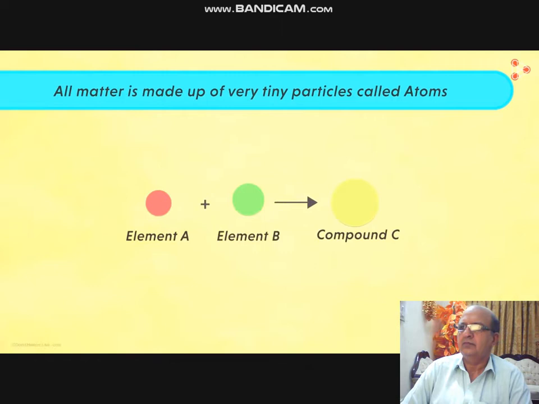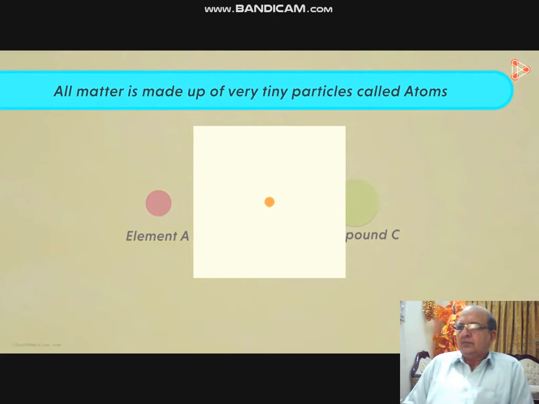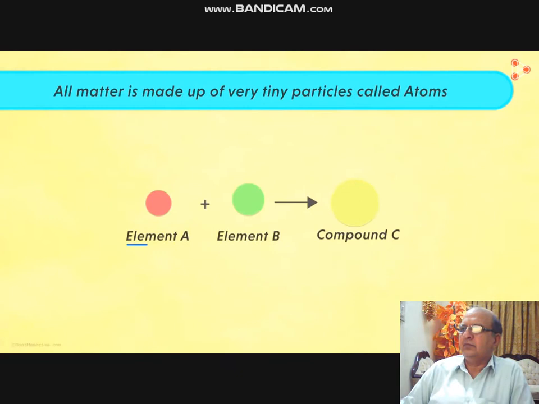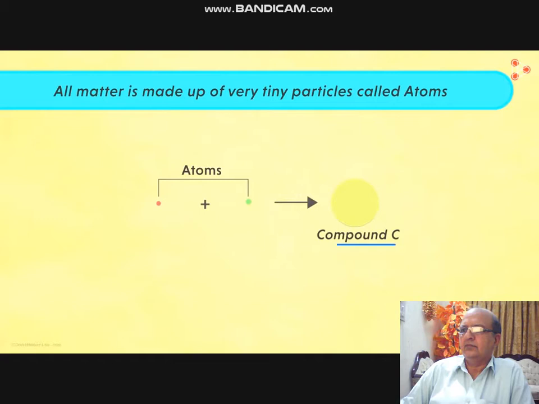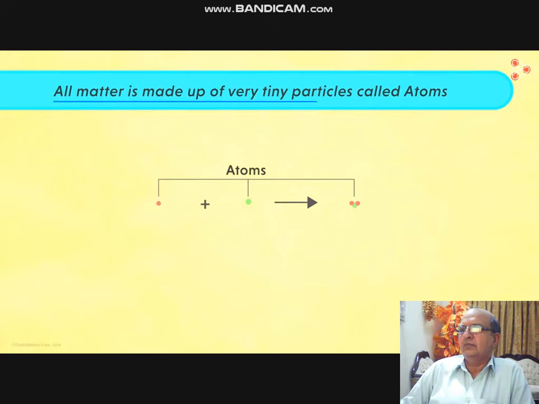The first point stated that all matter is made up of very tiny particles called atoms. It means that when we go on dividing matter into smaller and smaller sections, what we get at the end is atoms. So can we say that elements A and B are made up of atoms? Yes. In fact, compound C is also made up of atoms that have combined together. So the first postulate was very easy to understand.